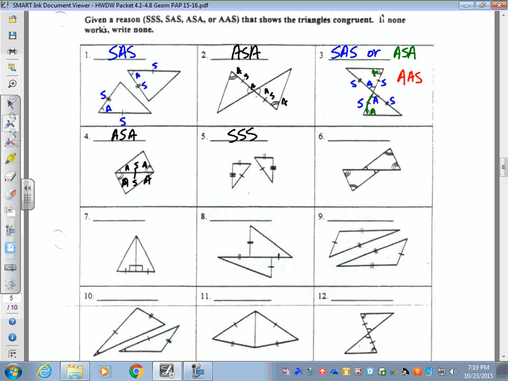6 is not congruent, or none, because this is one of the false shortcuts. You cannot prove with angle, angle, angle.